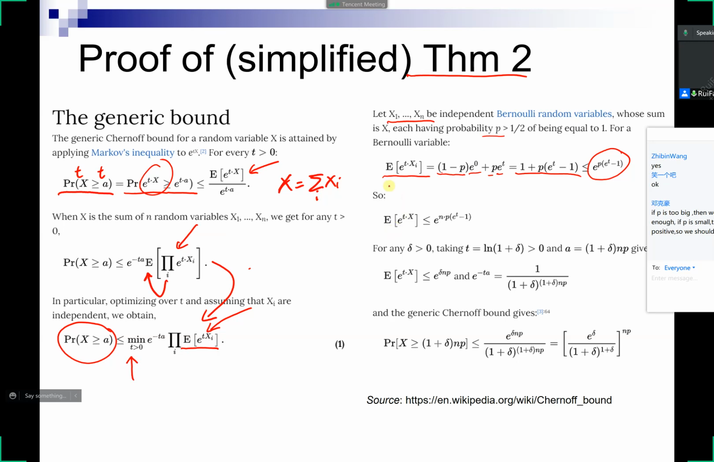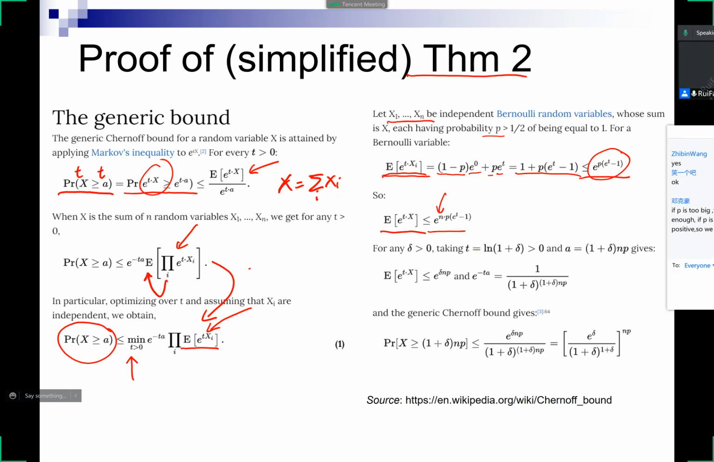So what we know is that each of these individual things is at most equal to this. And since e to the t times x, where x is the sum of n of these individual xi's, we just put an n in this exponent over here. All right, so now we're almost done.